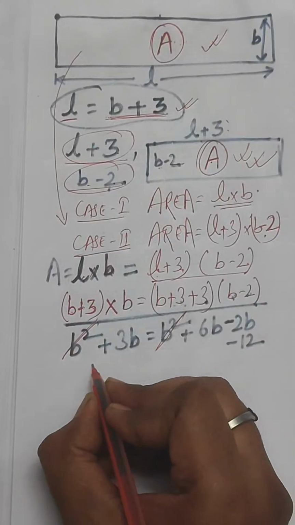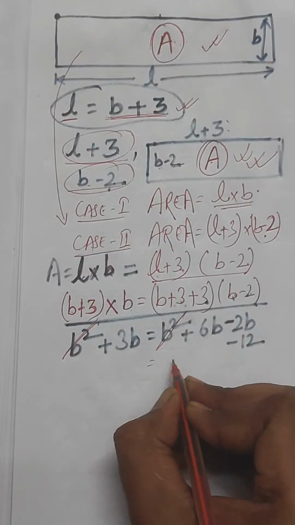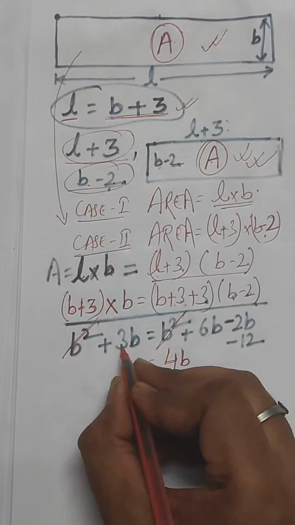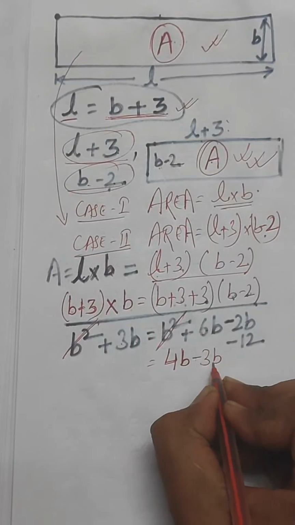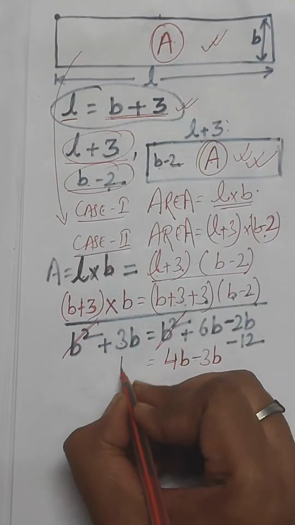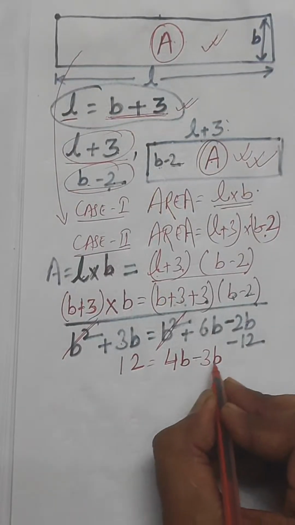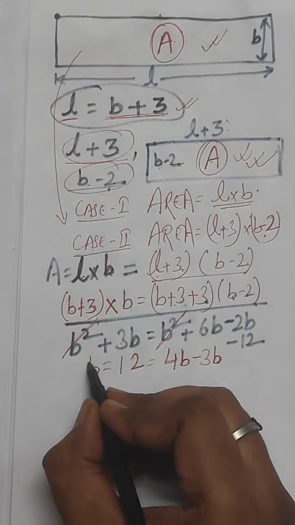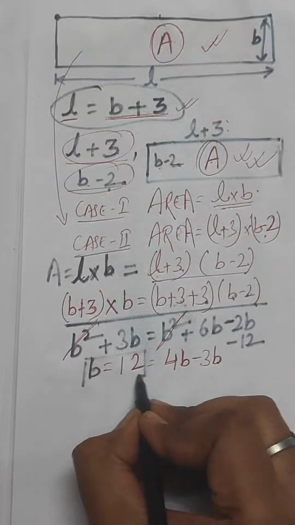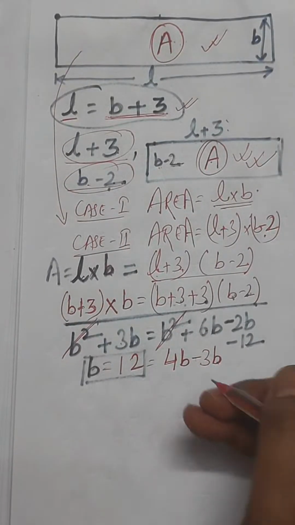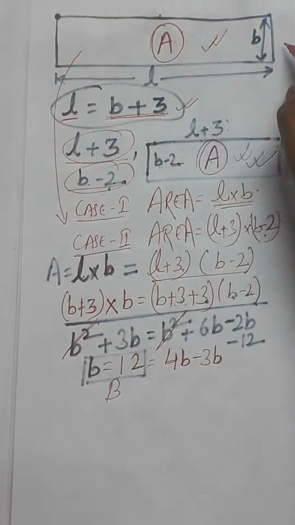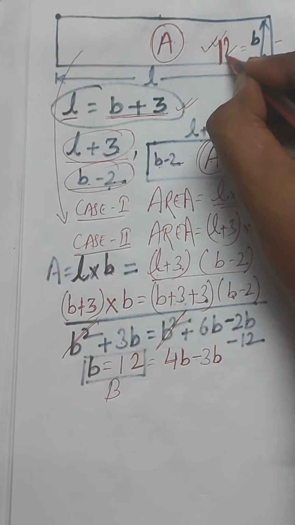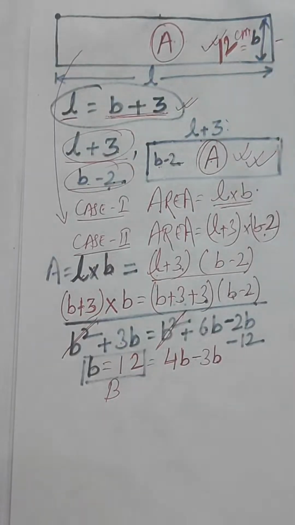When you bring all B to one side, 6B minus 2B will be 4B, and 3B going to the RHS will be minus 3B. And when 12 goes to the LHS, it will be 12. So 4B minus 3B is equal to 12, so B is equal to 12. So the breadth is calculated, and the breadth of this room is 12 centimeters.